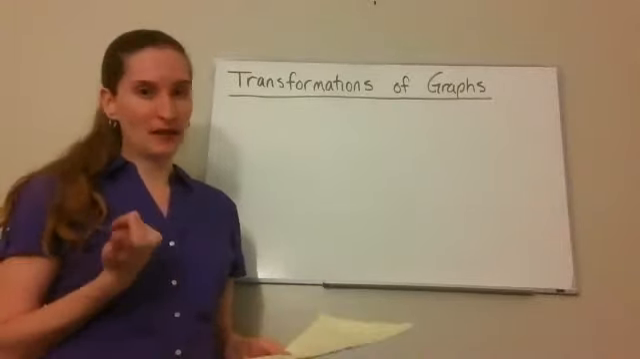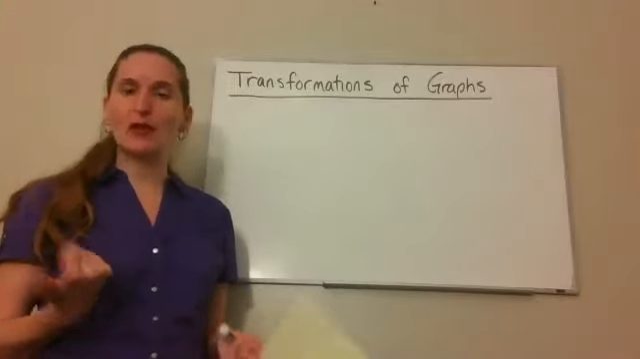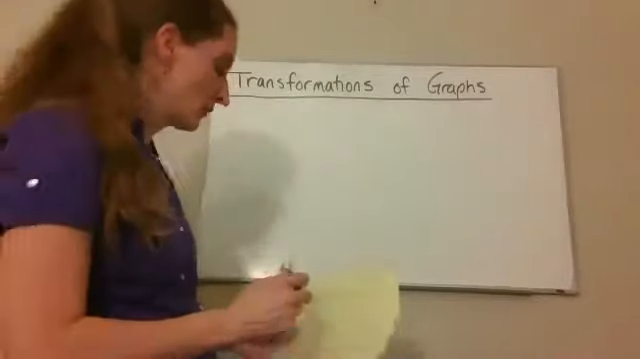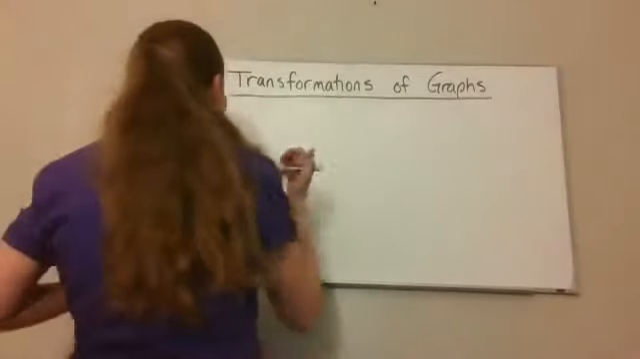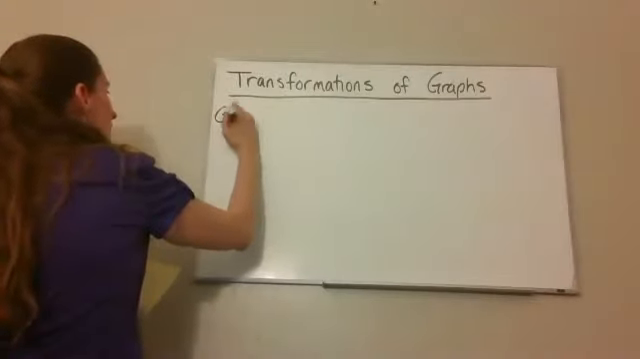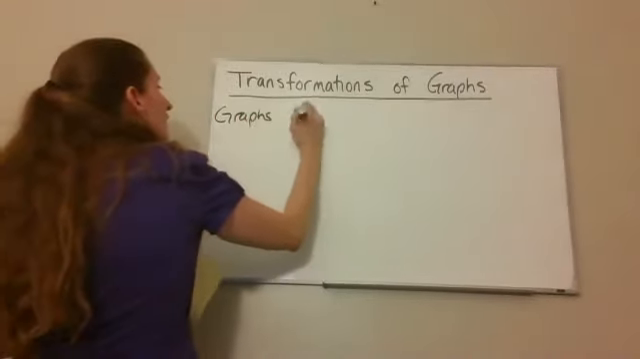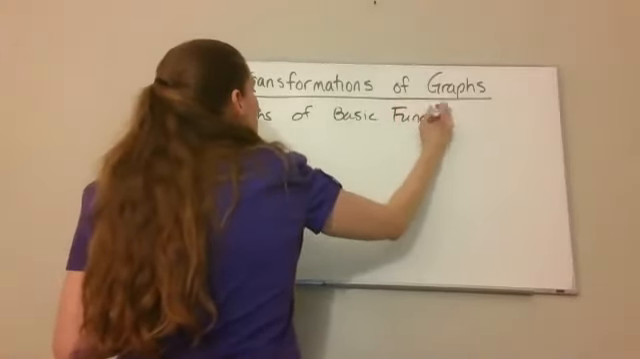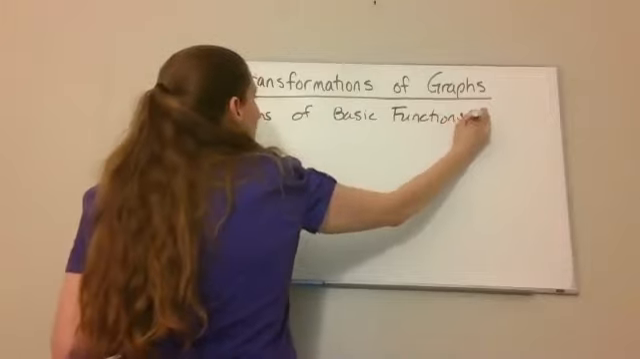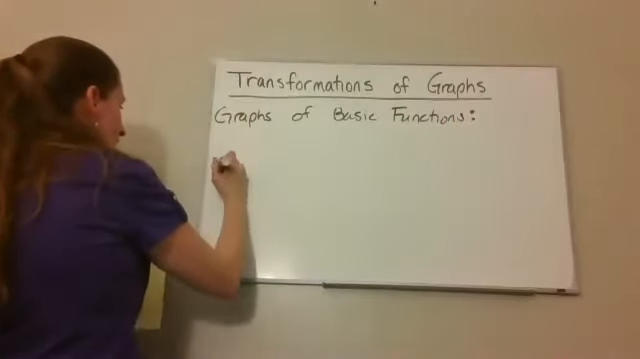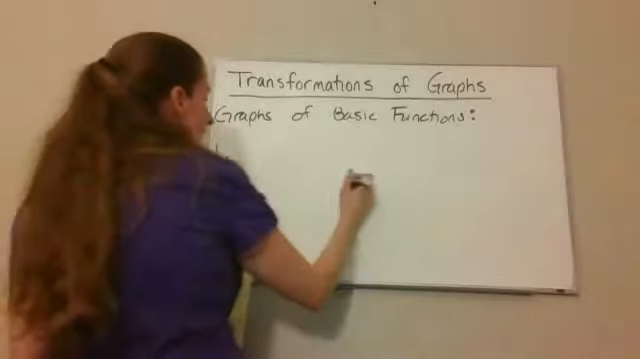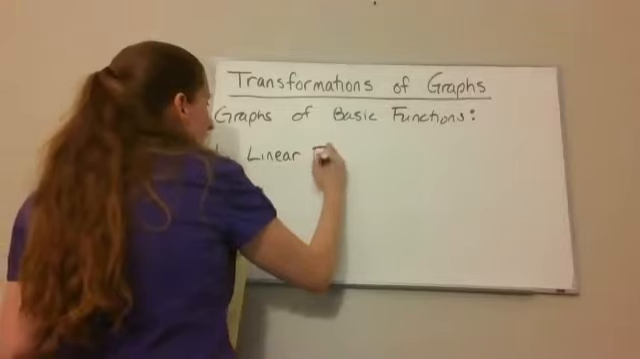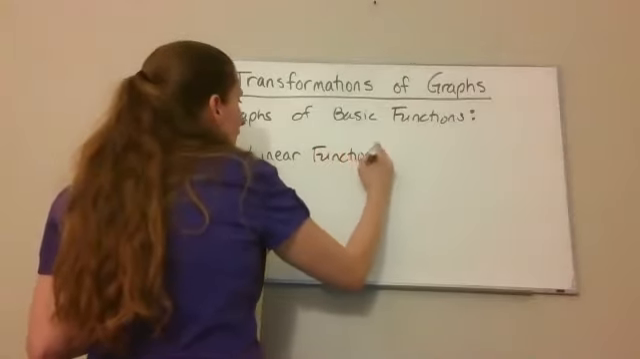We have 9 basic graphs that you should be very familiar with, because it makes your life a lot easier when graphing more complicated functions. So the first graph of a basic function that you should know is a linear function, which we've been talking about a lot in the previous videos. So we have linear functions and we have constant functions. And we kind of group those together in our first type of graph.